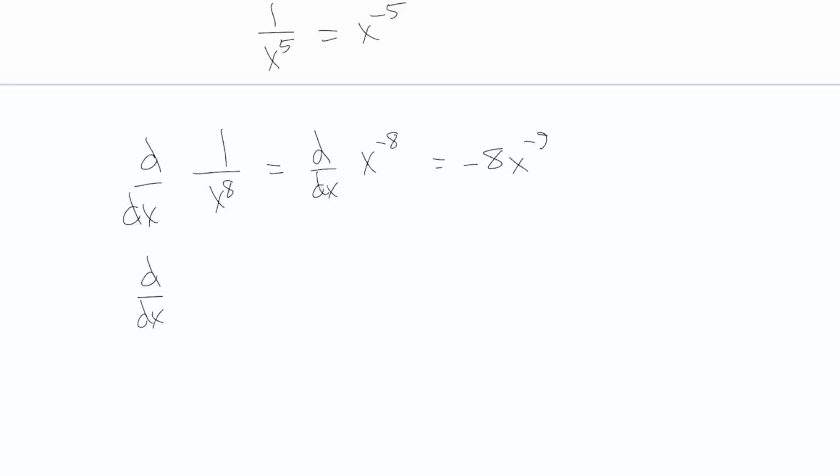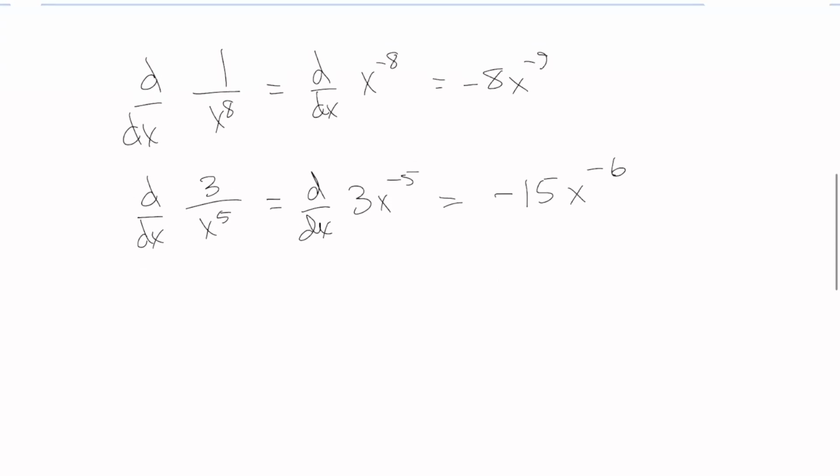Sometimes this can be slightly more complicated. If it was something like 3 over x to the 5, the 3 being a constant on top, you can just do the same thing. Bring the x up, it becomes 3x to the minus 5. And then the derivative of that is negative 15x to the minus 6. So if your fraction has some stuff on the top, then you just bring the bottom up, and what was on the top is still up there.